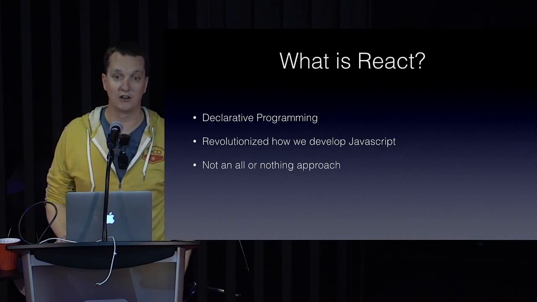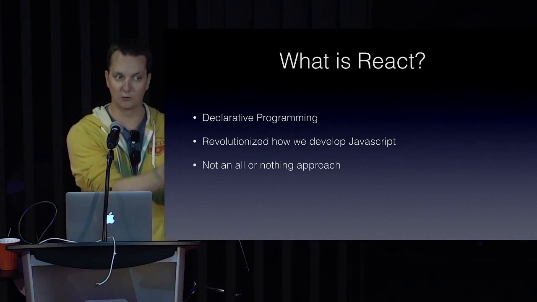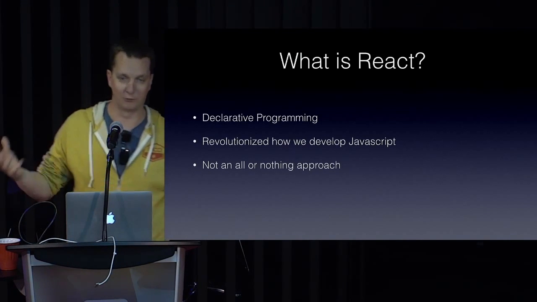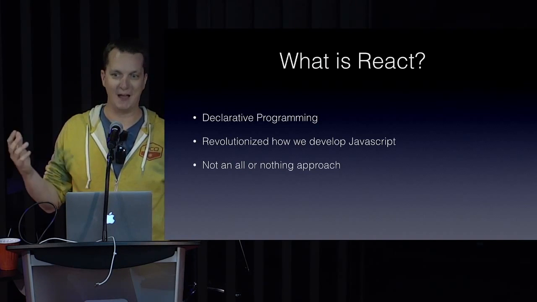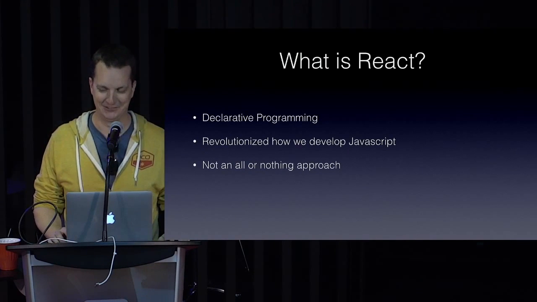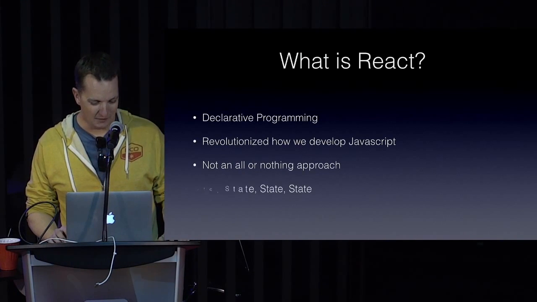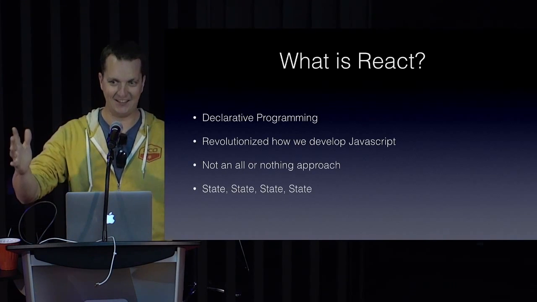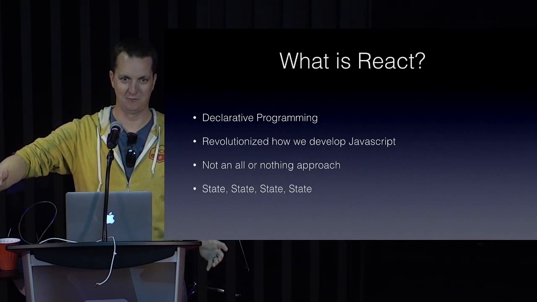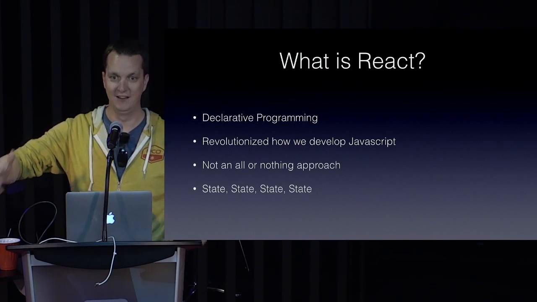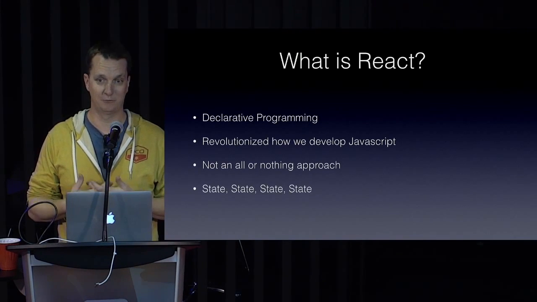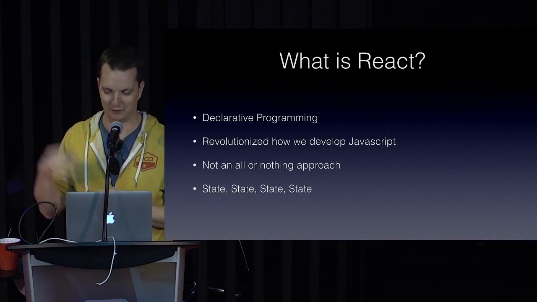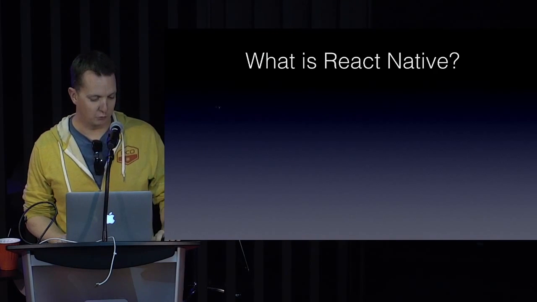And it's not an all or nothing thing. So you can just have a little React component in your web page. You don't have to go full Ember app or full React app or full Batman JS app for those who know Batman. And it's all about state. So you have one state, and the page renders based off of that. And that has really helped us in terms of making our jQuery spaghetti not be jQuery spaghetti because we got rid of jQuery.